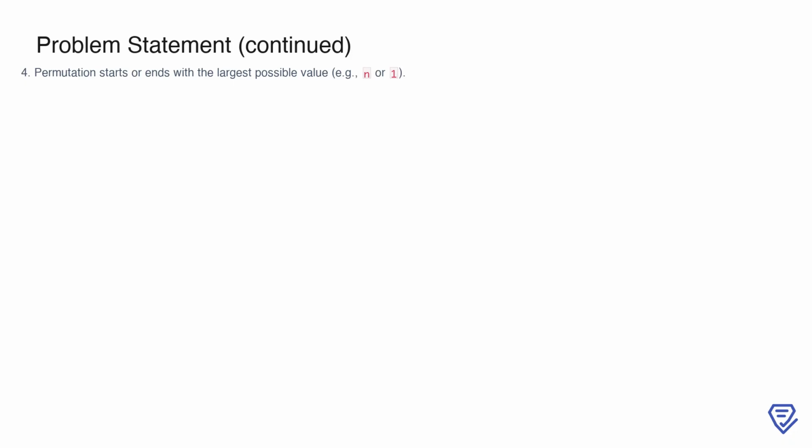1,000,000. For edge cases, think about scenarios like when encoded has only one element, which corresponds to the smallest possible input. Also, consider very large inputs where the array length approaches its upper limit. Another interesting edge case is when all values in the encoded array are identical, such as [5, 5, 5, 5]. Finally, the permutation might start or end with the largest possible value, like n or 1. These edge cases and constraints will be critical in designing a robust solution.